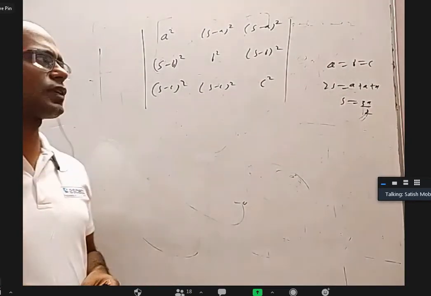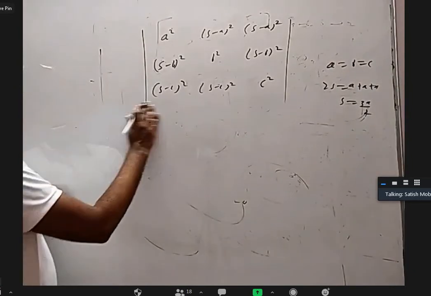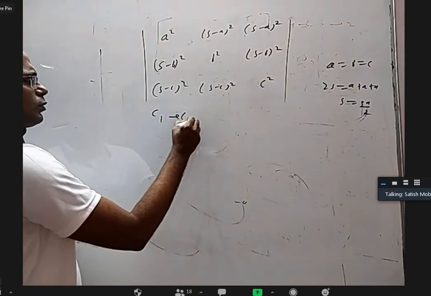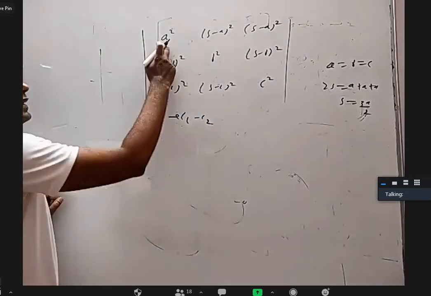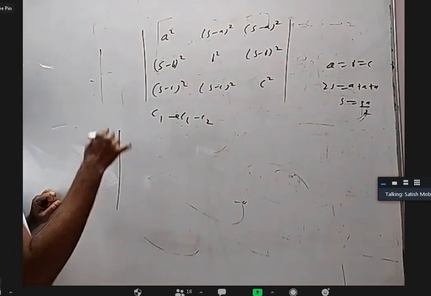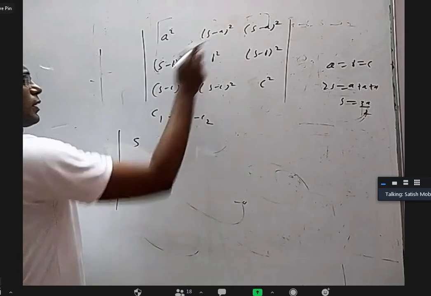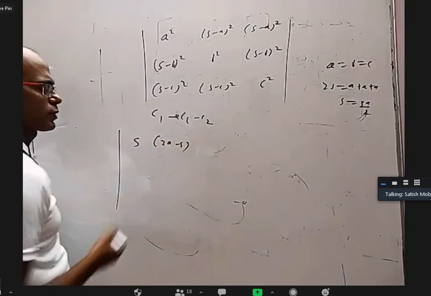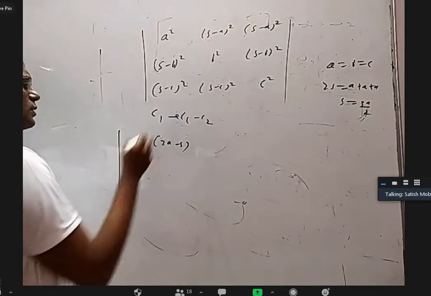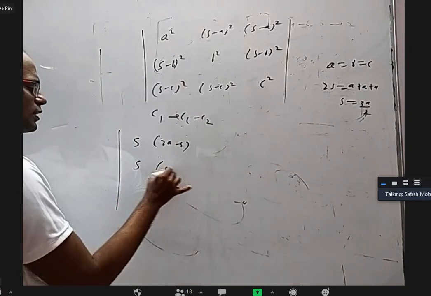But that is not the full method. If you want to do it fully, from column 1, I can remove column 2. A square minus B square, what will come? (A plus B) into (A minus B). When I take this plus this, it is S. This minus this is 2A minus S. Similarly, this plus this is S, and this minus this is S minus 2B.